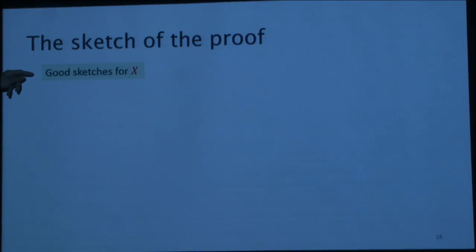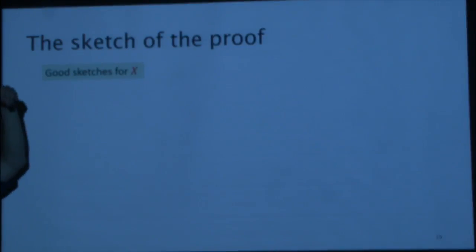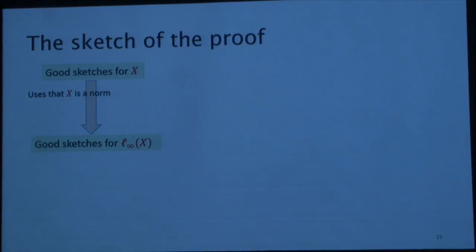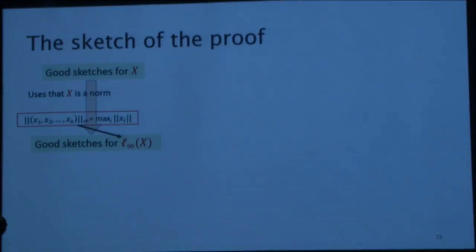So we start by assuming we have X, this norm, and we're saying that if it has good sketches, then it is embeddable into L1 minus epsilon. Suppose it has good sketches, constant distortion, constant approximation. So the first thing that we do is we switch to good sketches for L infinity of X. Think of L infinity of X as taking some kind of tensor of X.